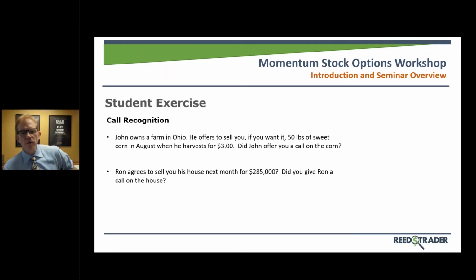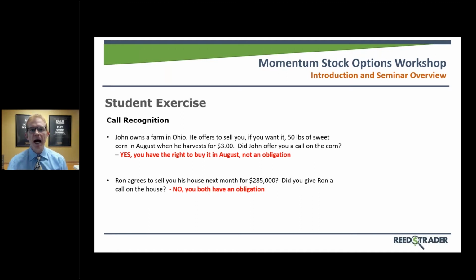In our second example, Ron agrees to sell you his house next month for $285,000. Did you give Ron a call on the house? No, because you both agreed that you are going to transact at $285,000. It really should say, did you purchase a call from Ron on the house? Because you would be the buyer of the house. But you did not. You both have an obligation. So this is not an option.